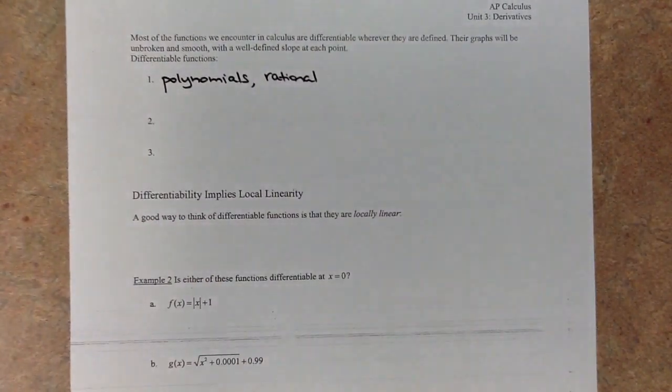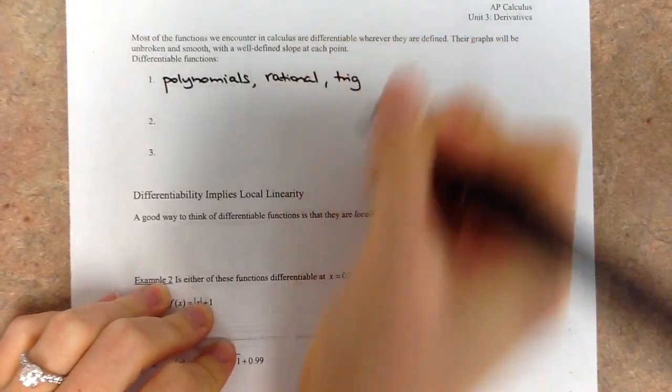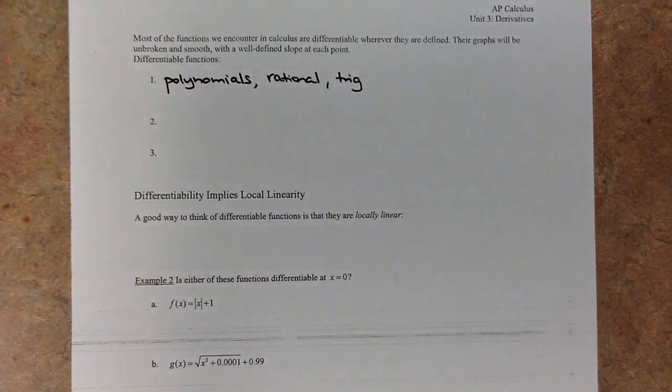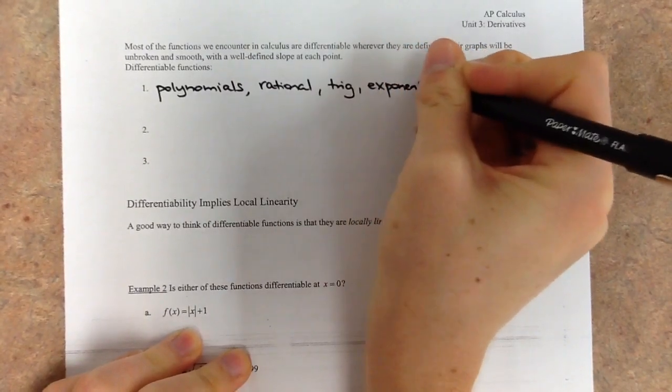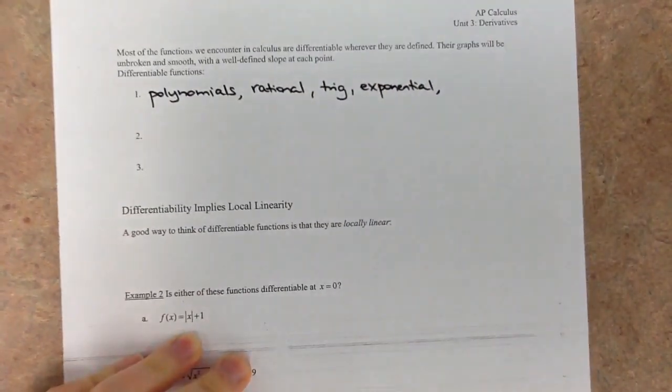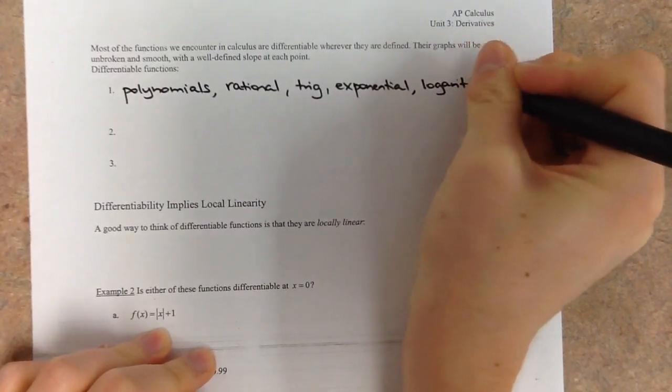Rational functions. So even though there's points where there might not be continuity, there are points everywhere where it is continuous, those graphs are perfectly smooth. Trig functions. Sine and cosine, always smooth and continuous, and then you've got your tangent, cotangent, secant, cosecant, where again, everywhere where they're defined, they're smooth and differentiable. Exponential, no problems with differentiability. These are just smooth and continuous. Same thing with logarithmic functions.